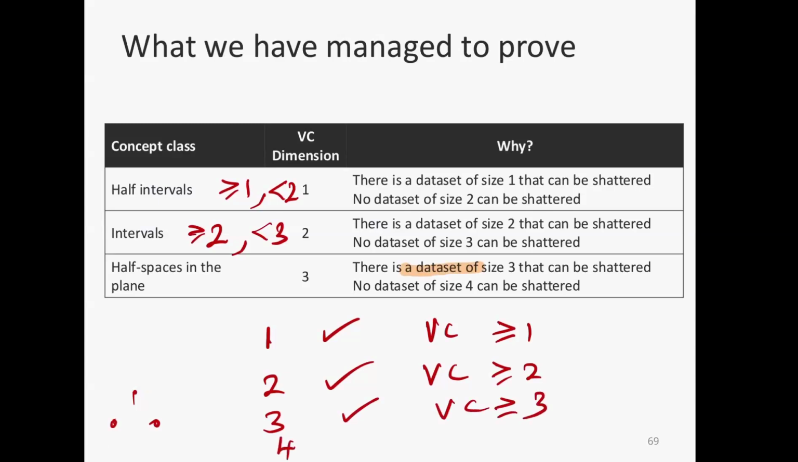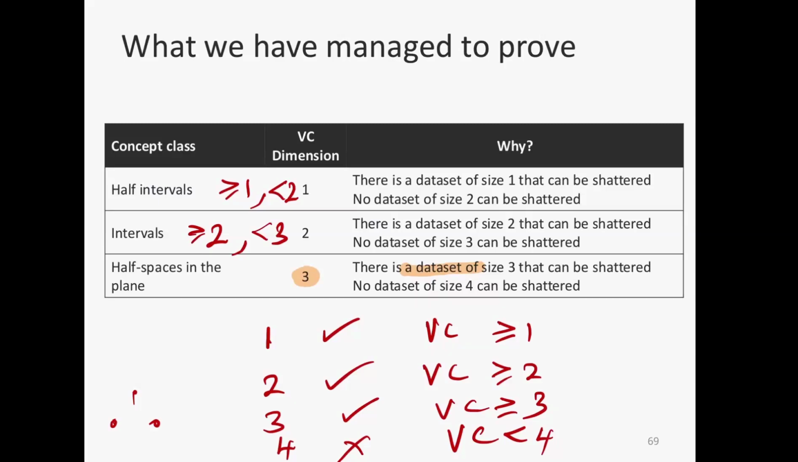With 4 points, I was able to enumerate an argument that said no matter how you place 4 points on a plane, they cannot be shattered. That means VC is strictly less than 4. VC is a natural number. So the VC dimension of half spaces in a plane is 3.